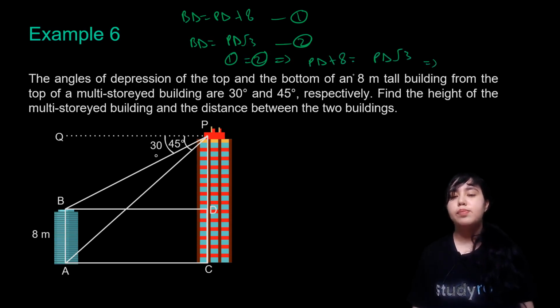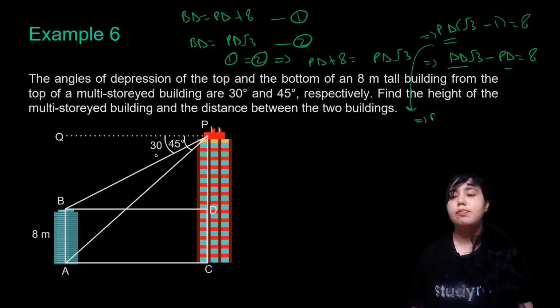Let me bring this PD on the RHS. So we get PD root 3 minus PD is equal to 8. You can take this PD common. So you will get PD into root 3 minus 1 is equal to 8. Make this PD the subject of the formula. So you will basically get PD as 8 upon root 3 minus 1 meters.